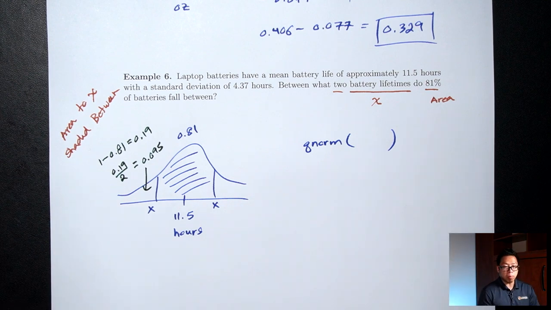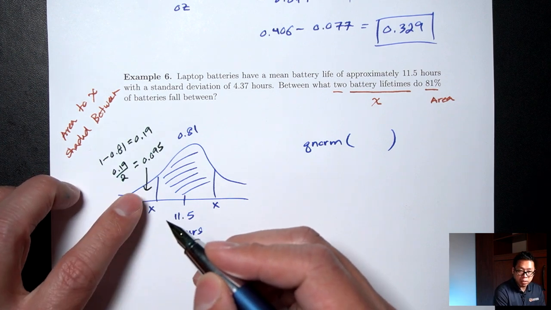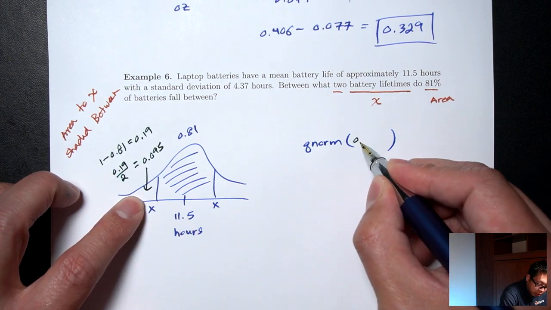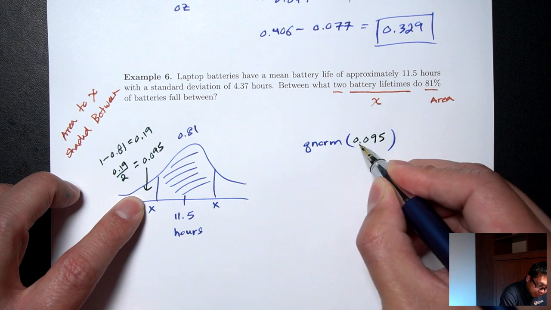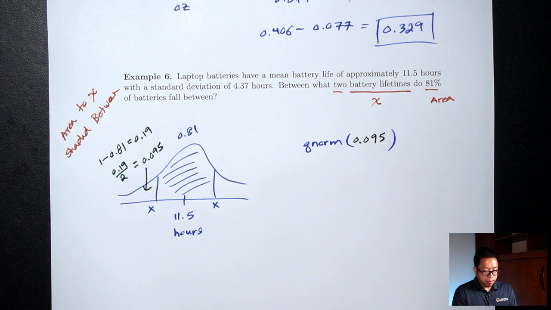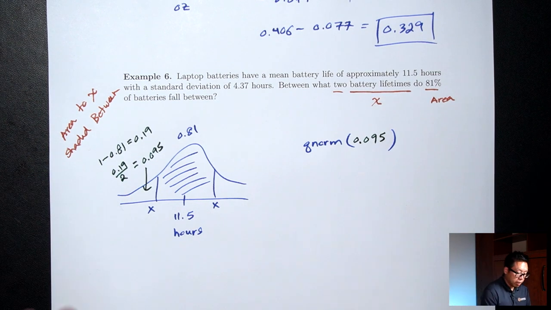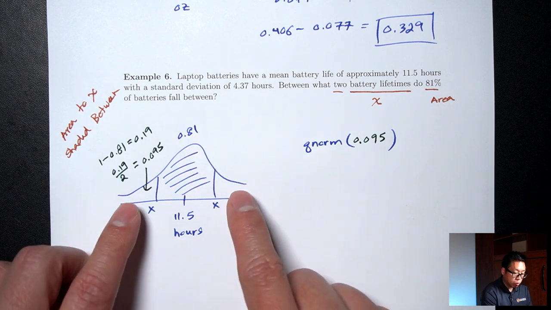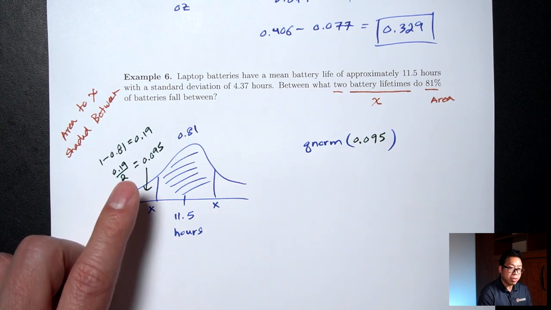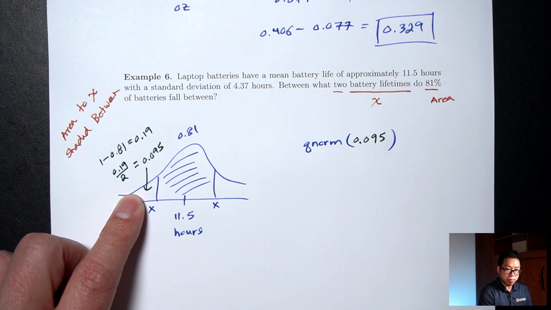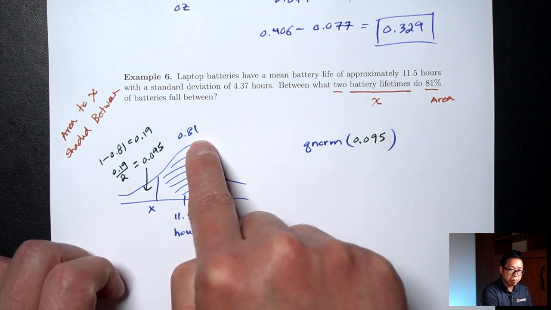So qNorm, you're always going to plug in the left area of your picture. So the left area, this left white one, is 0.095. Once again, the way we got it is 1 minus 0.81, that gave us the white part, and then because I only wanted the left one, divided by 2. So 1 minus, and then divide by 2.